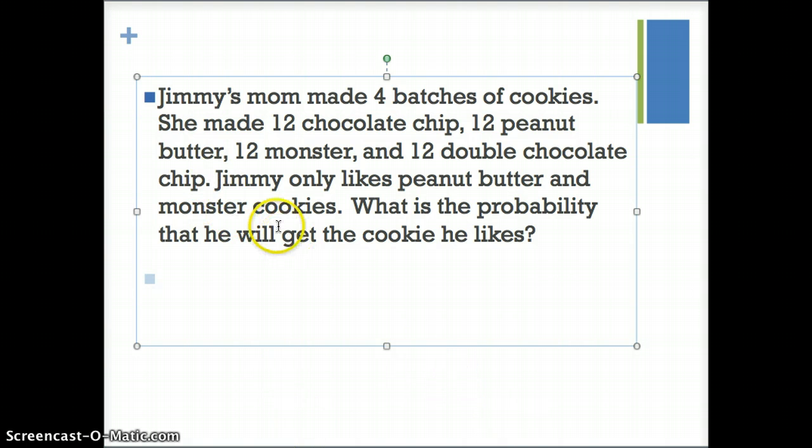Like we did reducing earlier, this can reduce down to 12 out of 24, then to 6 out of 12, and then to 3 out of 6, and then all the way down to 1/2. So the probability that Jimmy will get the cookie he likes is 1 out of 2.